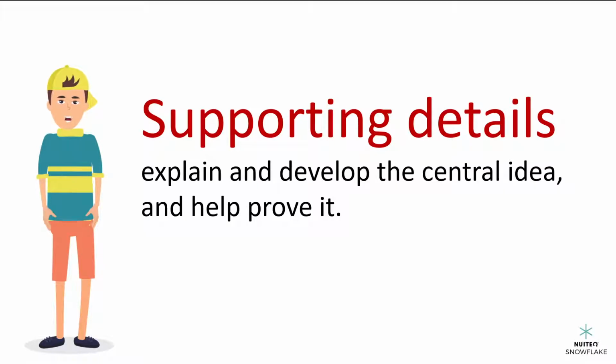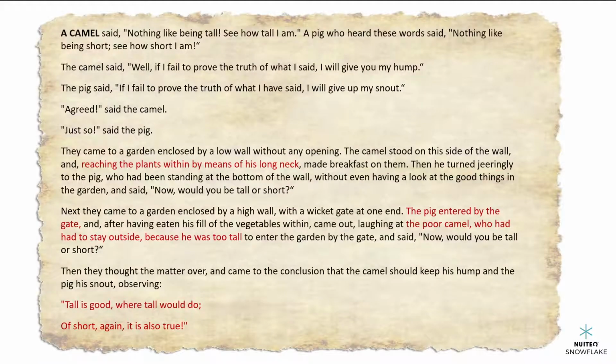What parts of the story support the idea that, it doesn't matter if you're tall or short, your size is useful under the right circumstances? The camel was tall, so it could reach over the low wall to get to the plants, while the pig was too short to do so. But later, the pig was short enough to walk through the gate in a high wall, to get to the vegetable garden, while the camel was too tall to do so. These two parts of the text support the idea, that it's sometimes good to be tall, while other times it's good to be short.